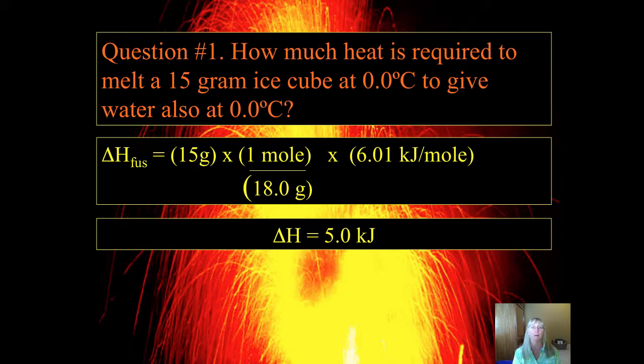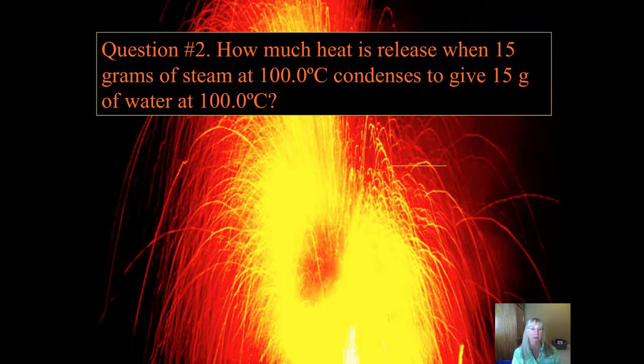Our second problem is going to be a heat of vaporization problem. You have to add heat to vaporize something, but you can remove heat to cool it from a vapor back down to a liquid. And that's the basis of question number 2. It's still 15 grams of water, but this time it's in the form of steam. So you can use that mole calculation you had from question 1.